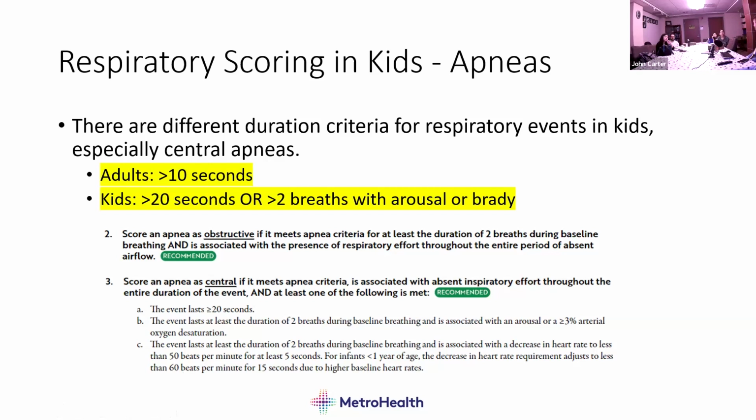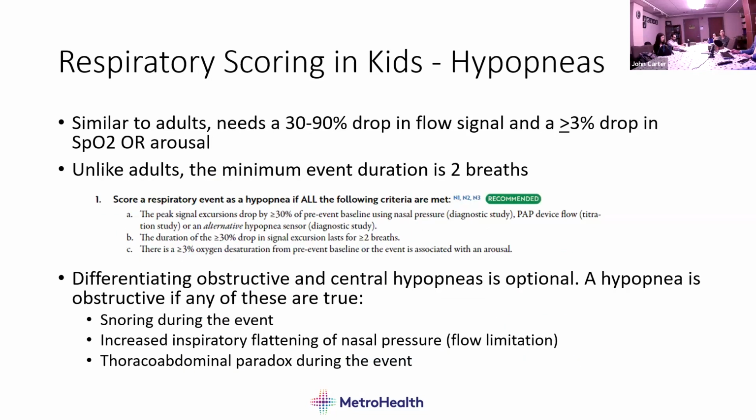So in other words, in kids, those central apneas need to have some kind of physiologic consequence, whereas in adults, if they happen, you score it. So this is the biggest difference between pediatric and adult scoring. And then just to round things out, hypopneas.